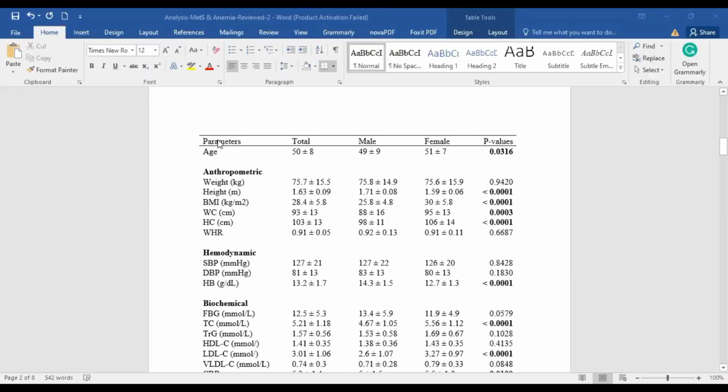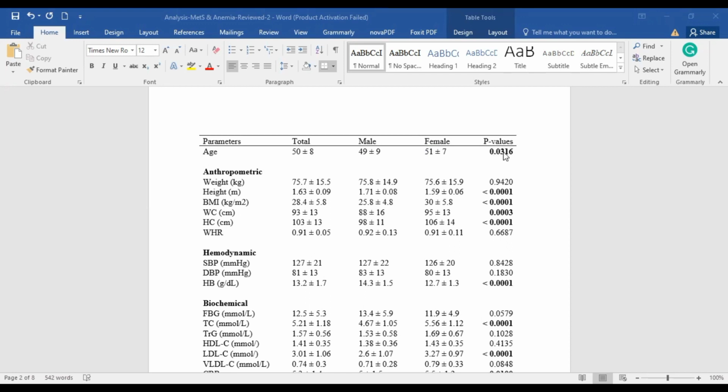So I was saying that this particular table is looking at the difference in the mean between males and females for the variables age, anthropometric measures, hemodynamic measures, and the biochemical measures. So the question that this particular table is answering is: when we take the age of males and females, is the mean age of males and females different? And then the answer is what we find in the p-value.